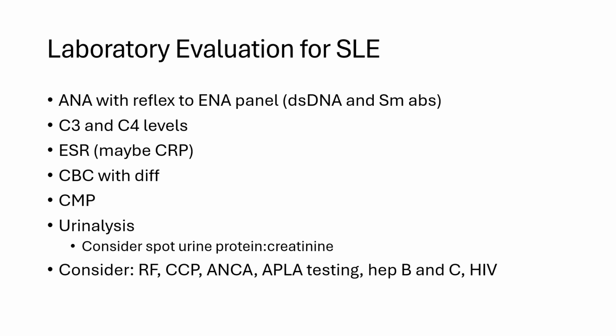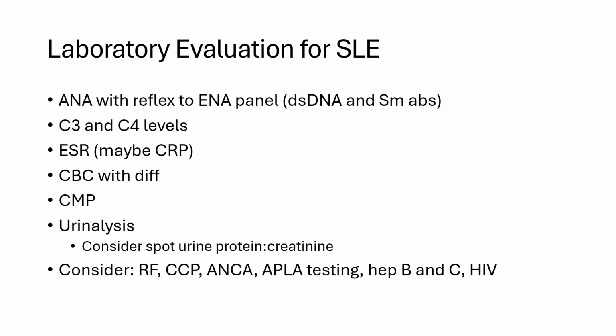Oftentimes we'll check inflammatory markers. Now I've listed here the SED rate and maybe CRP. Usually a first time around I'll check both of them, but it's important to note that just like C3 and C4 get consumed in lupus, oftentimes the CRP will get consumed, and therefore you might have a normal CRP but an elevated SED rate. And in those situations it may not be very helpful, but you can check both of them initially. You're certainly going to want to look for any cytopenias.